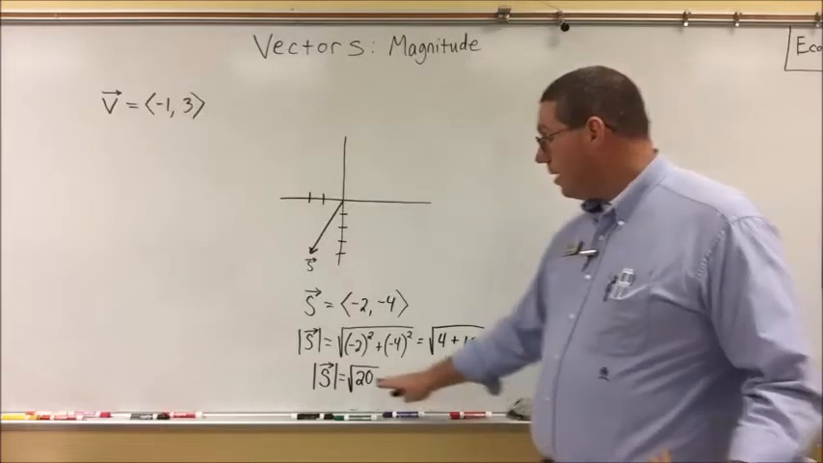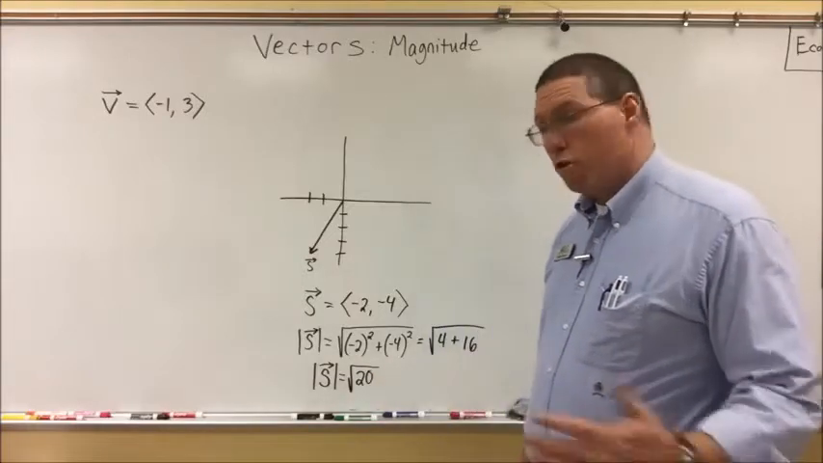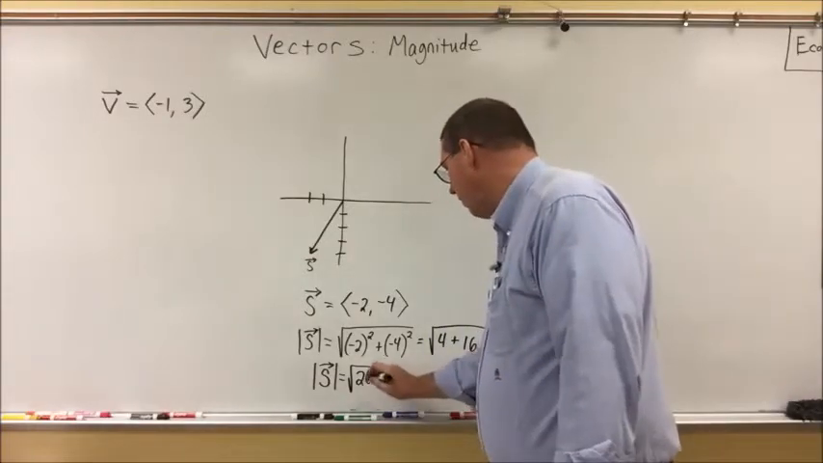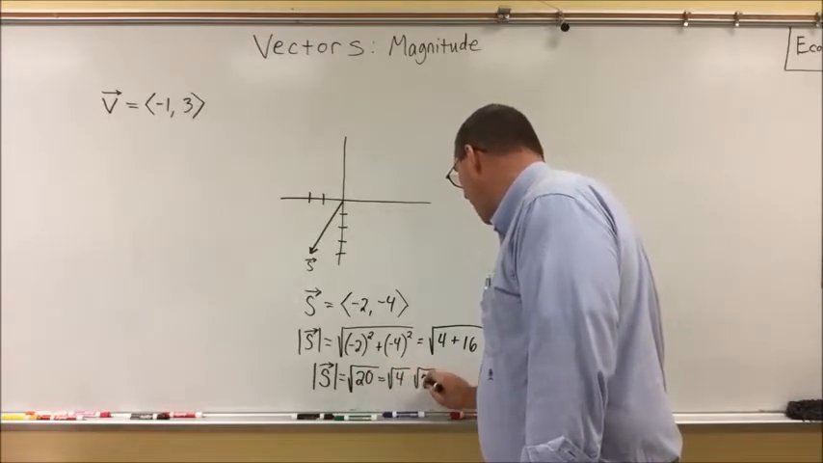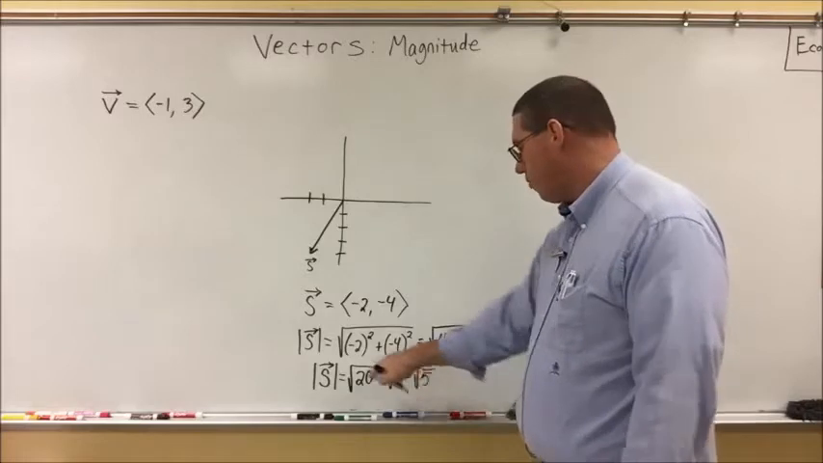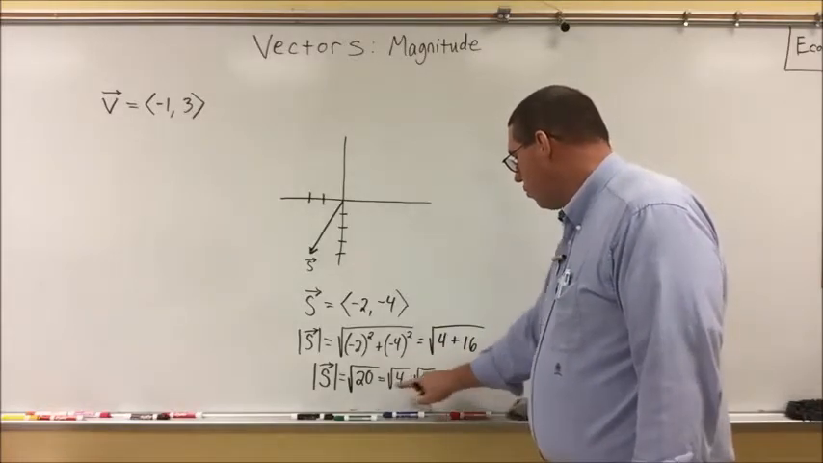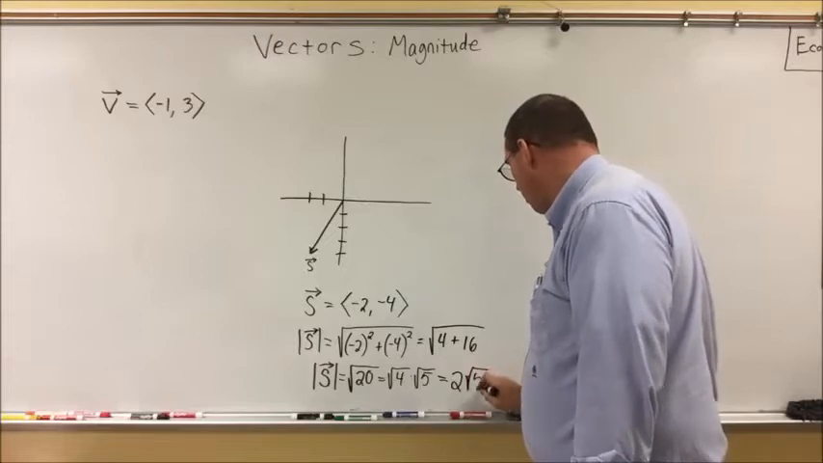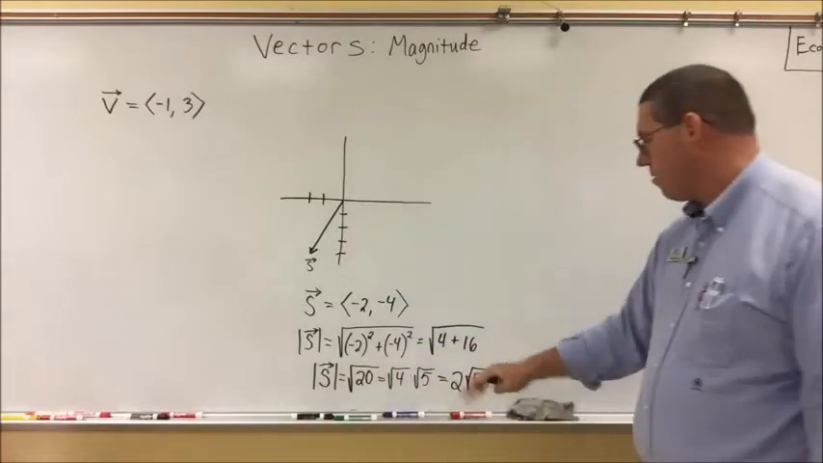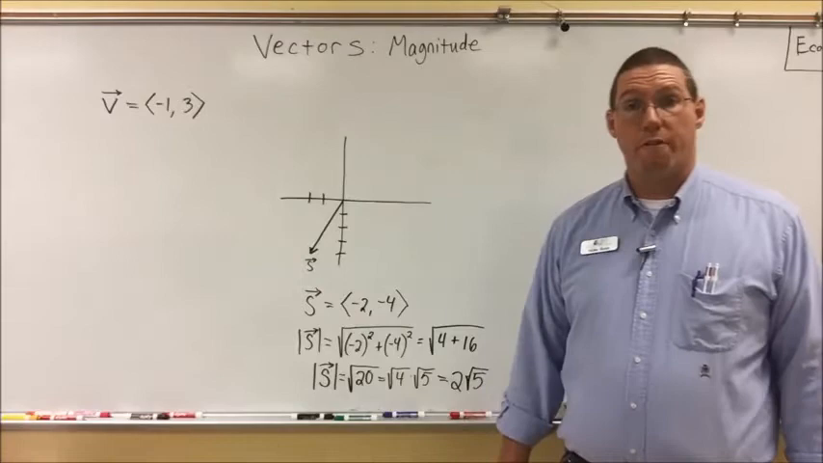Now, 20 is reducible because 20 can be factored down into the square root of 4 times the square root of 5, right? Because 4 times 5 is 20. And so the square root of 4 is 2, and then we just put on a square root of 5. So really the magnitude of vector S is 2 square root of 5.